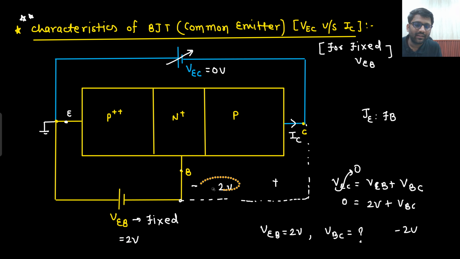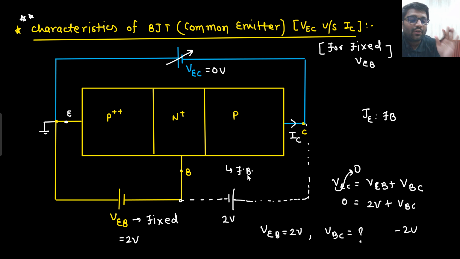So basically, if your VEC is 0, then there is a battery which looks something like this. Since VEC is 0, you feel like there is a battery of 2 volt here and a battery of minus 2 volt here. That means N is connected to negative and P is connected to positive. What does that mean? It has become forward biased. So when your VEC was 0, you don't know what will happen.